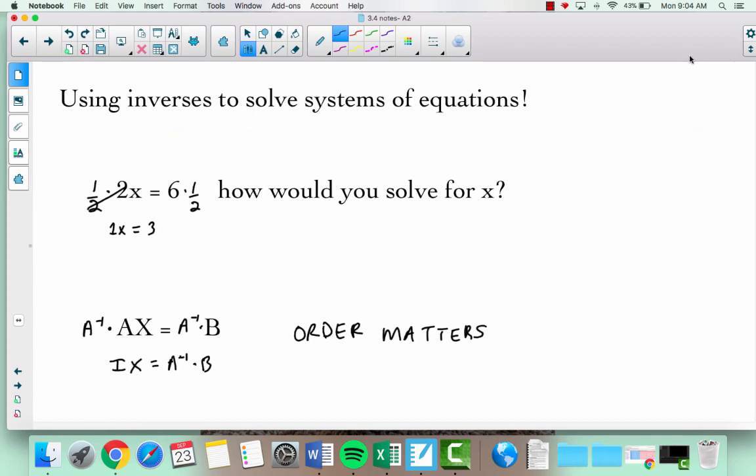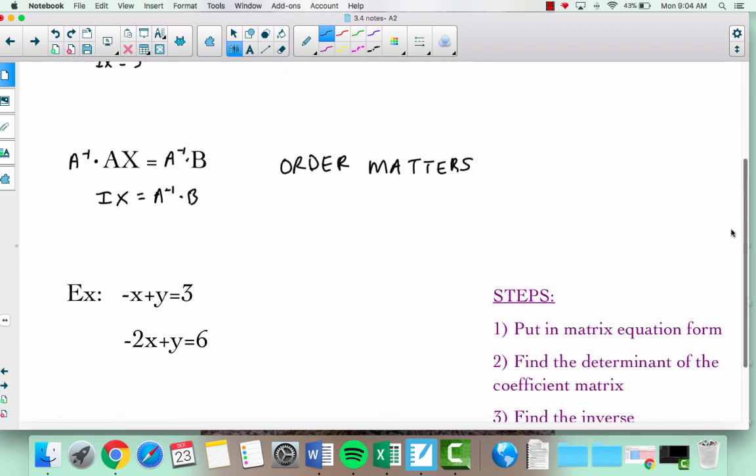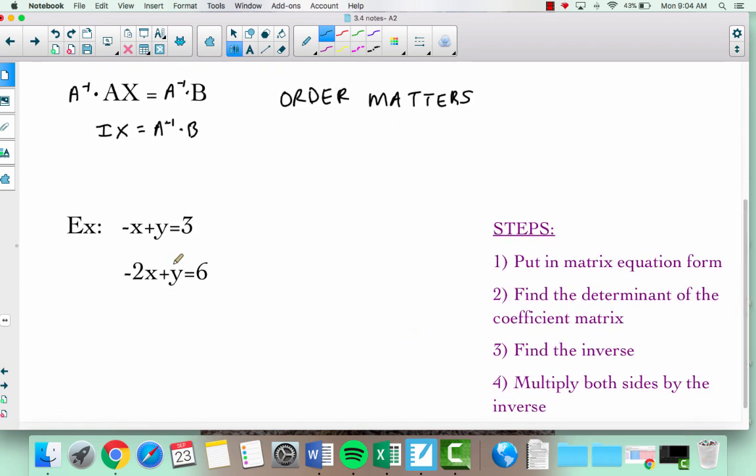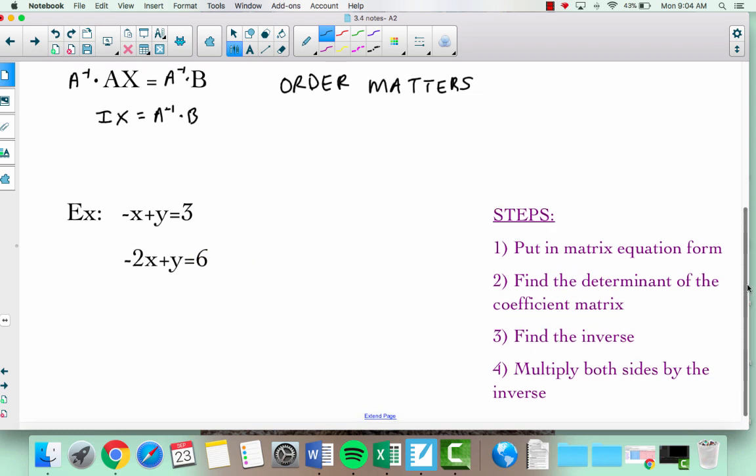So let's just use an example to get started on this. Here we have the example negative x plus y equals 3 and negative 2x plus y equals 6. And I've gone ahead and written 4 steps that you can follow in order to solve using the inverse. If you want to write those down, that might be helpful for you later. But what we're going to first do is put our equations into matrix form, like we did with Cramer's rule. Remember, the first matrix is our coefficient matrix, so all the numbers in front of the variables. Then the second matrix is our variable matrix, that's where all the letters go. And then the last one is our constant matrix, or the solutions. So that would be step 1.